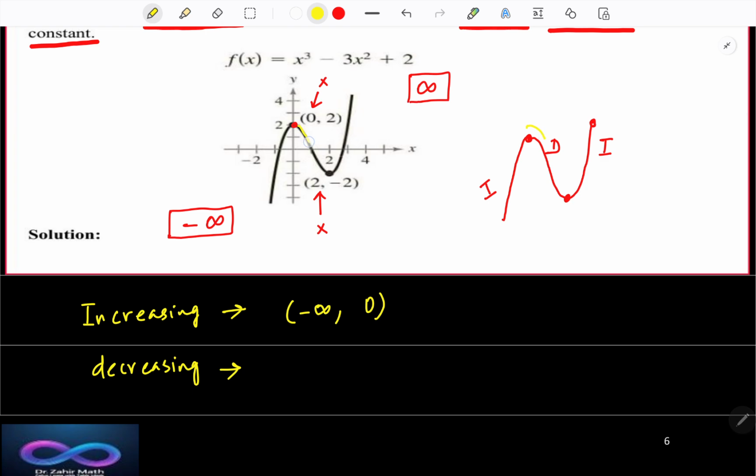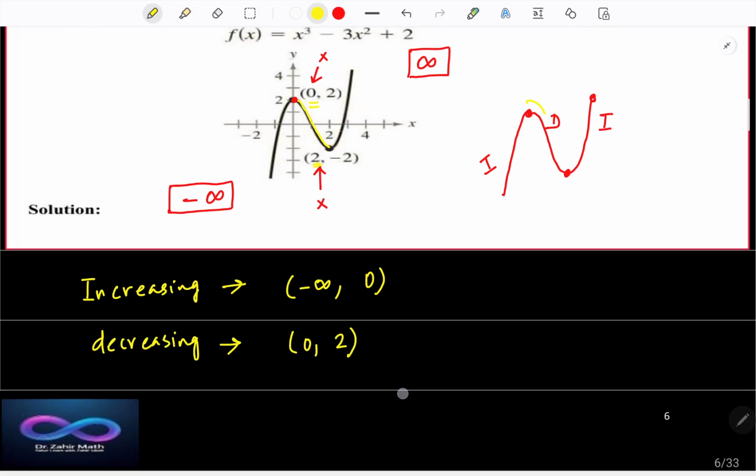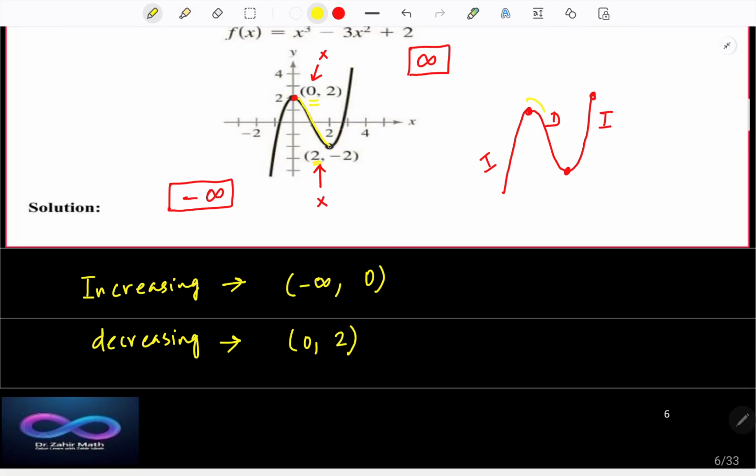So it is going down here, right? So it is 0 comma. The x value is 0 here. And the x value is what? 2. 0 comma 2, which is decreasing. Again, from 2, it's starting and going up to what? Infinity. So what is the x value here? So increasing is 2 comma infinity. Clear, everybody? So easy, right?